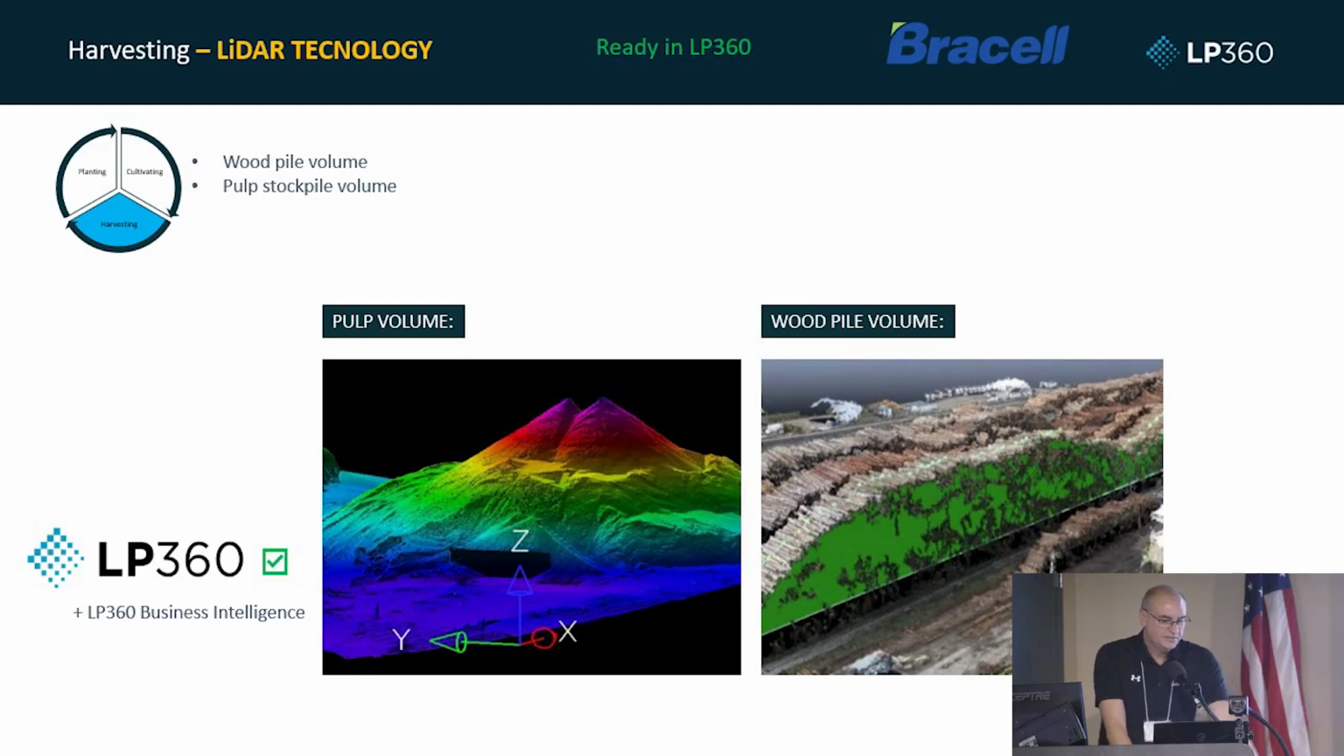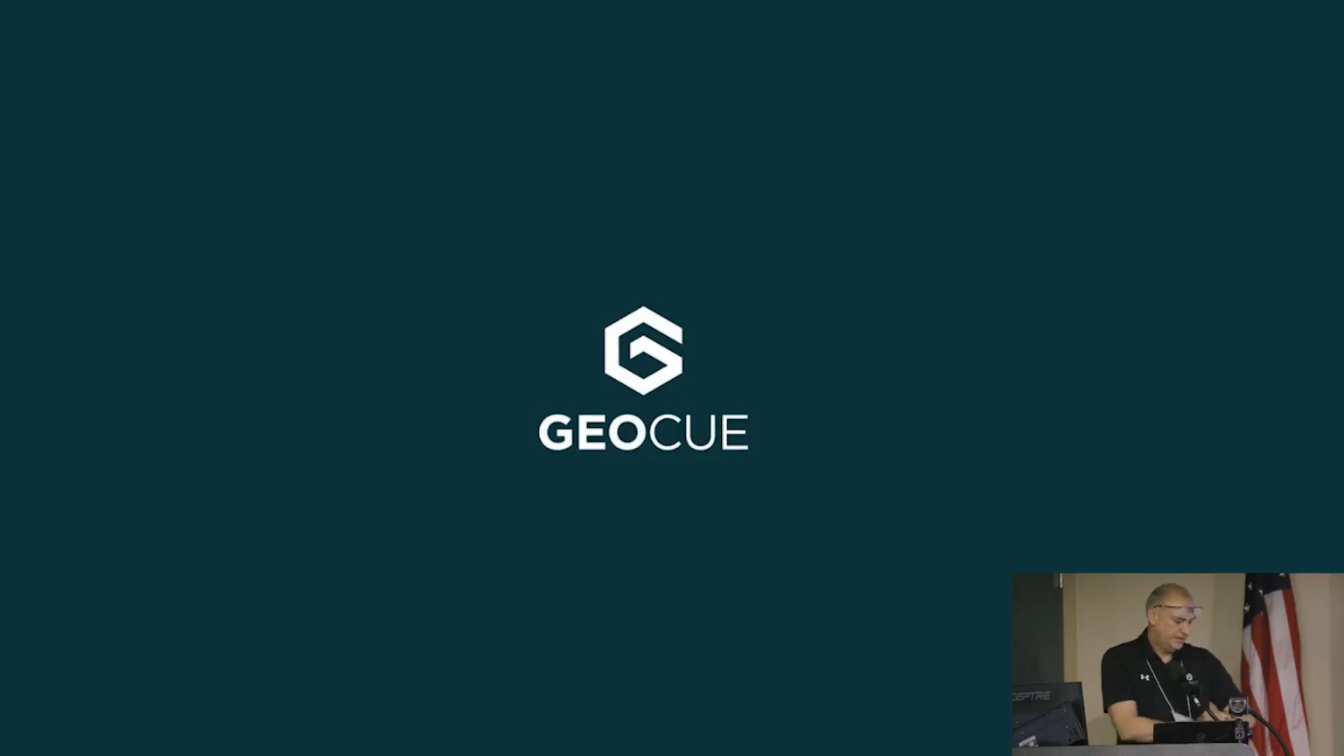And then the last part that we are doing some tests on right now is the pulp volume, because we have the volumetric tools inside of LP360 that are mostly used for mining. I don't know if any of you work with mining, but in Brazil we have many customers already using it for volumetric calculations for mining. We have tested that with sugarcane as well, and it works pretty well. And now we are starting to test this with Bracell as well, to calculate the pulp volume and the wood pile volume as well. I think that's it. I talked a little bit.